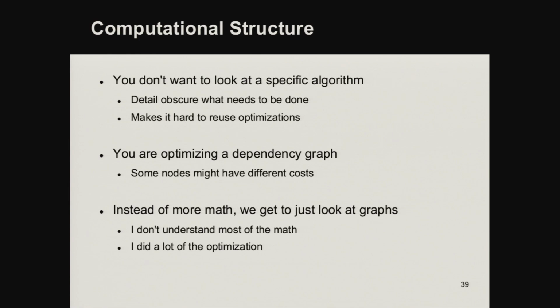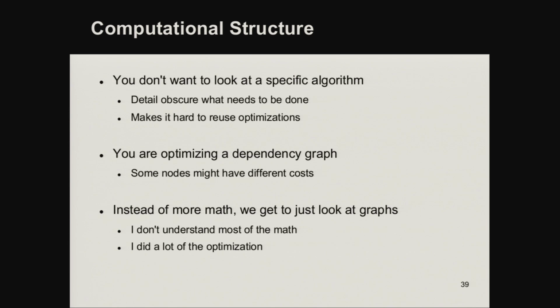So there's another thing when you're optimizing: you don't actually really want to look at a specific algorithm if you can avoid it. And there's two reasons. One is that the detail of a given algorithm is going to obscure what you actually need to do in terms of the machine, because you're thinking about two things at one time. You're thinking about what the machine is doing and what the requirements of this algorithm are. And it also makes it really hard to reuse, because if you tangle yourself up with the algorithm you're optimizing, anything you come up with is not going to work for a different algorithm. It's only going to work for that algorithm.